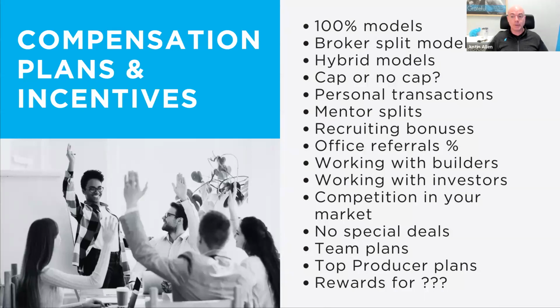Let's say an agent is working with a builder, maybe it's a reduced rate, or they're working with an investor. Both of those are maybe doing multiple transactions a year. Is that a reduced rate? If so, how much? What does that look like?